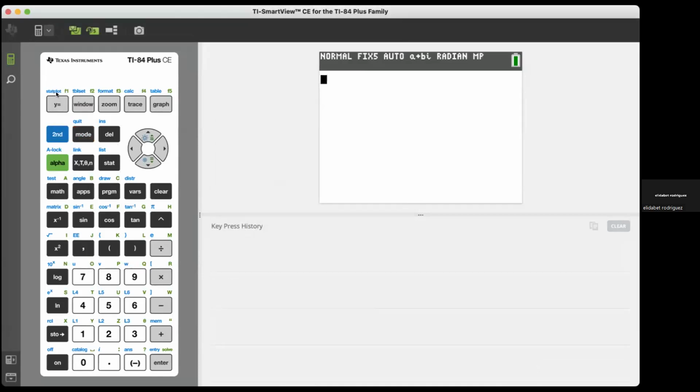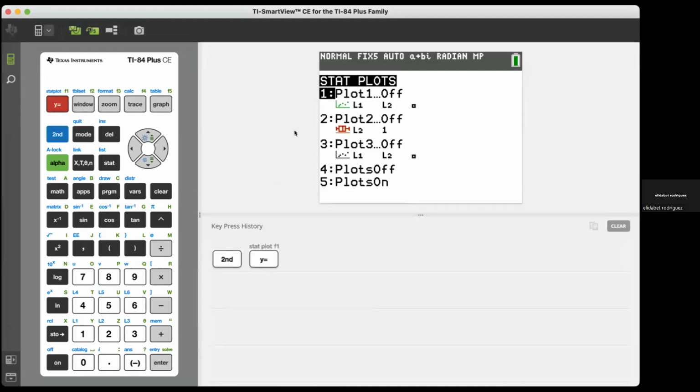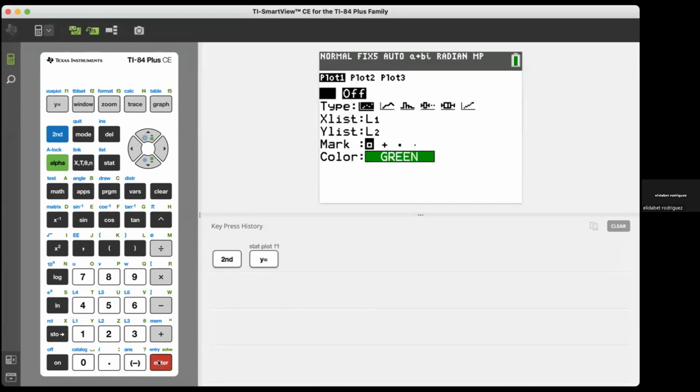And since it is in blue, I'm just going to say second Y equal, which gives me a scatter plot, okay? And I'm going to pick plot, scatter plot number 1. 1 is highlighted. I'm going to press enter, okay? Right now, plot 1 is off, and the on is blinking. If I press enter, I turn on plot 1, okay?